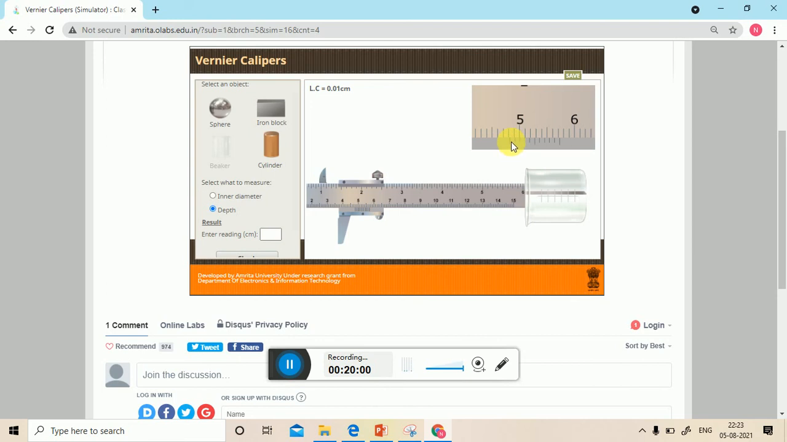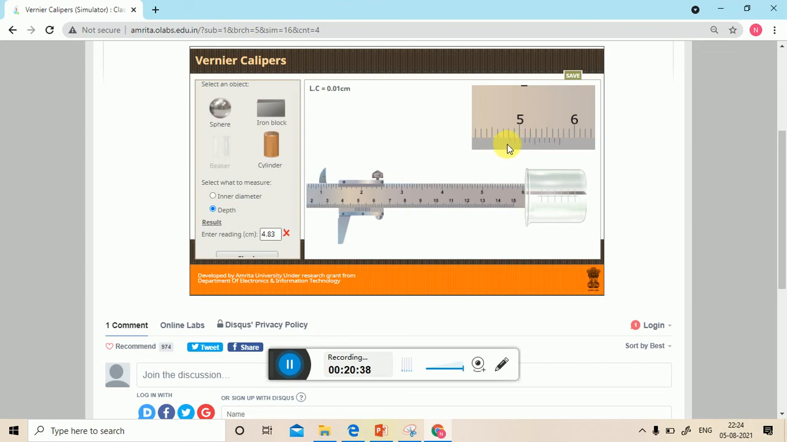Here the main scale reading is 4.8. So let us enter that value first, 4.8. And the Vernier coincidence for me is 0, 1, 2, the second line. So let us check the coincidence value 4.82. Then check the value. So it is coming wrong. Now we can check with the third line. Maybe one or two lines may differ. So 4.83. That is also wrong.